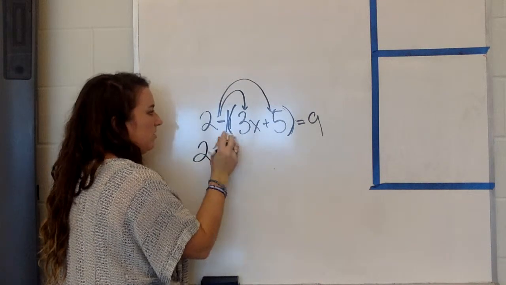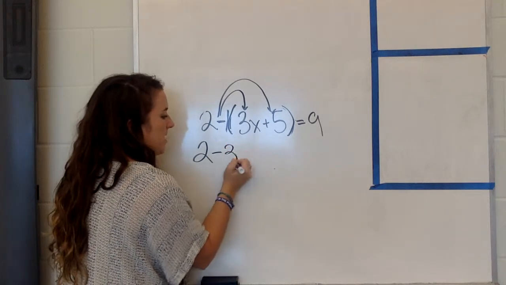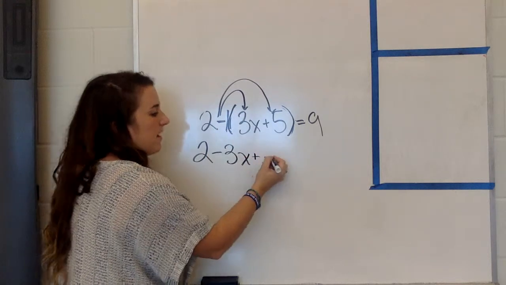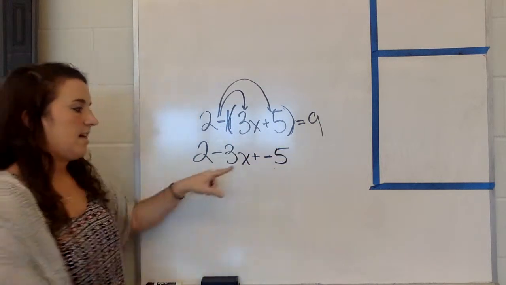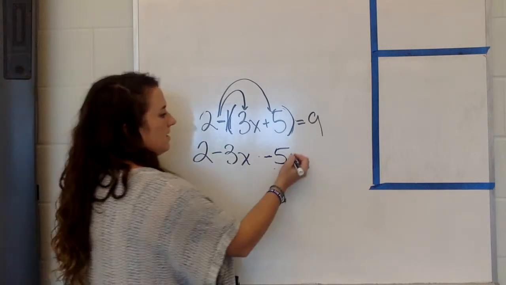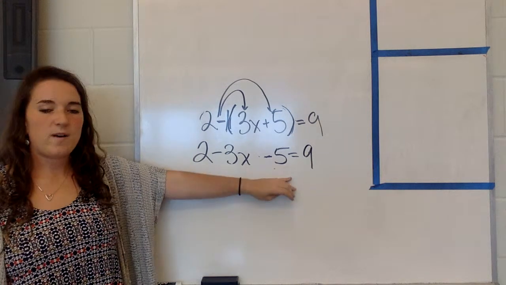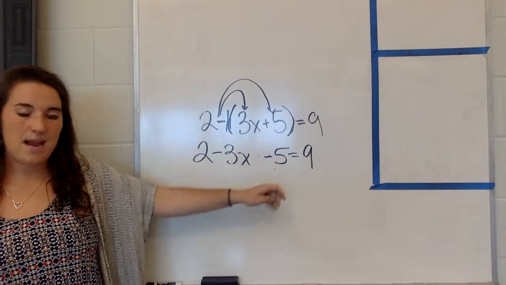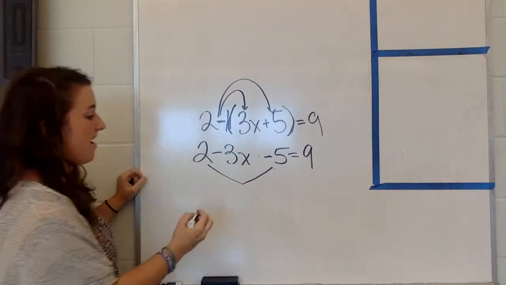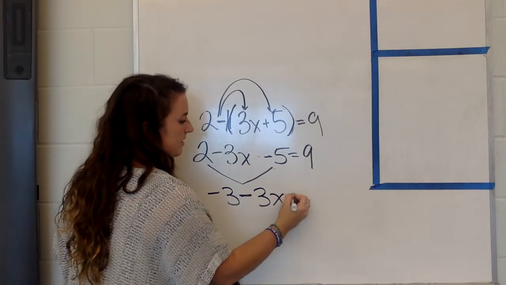So we keep our 2. Negative 1 times 3x is negative 3x. And then we keep our sign, we get negative 1 times 5, which is negative 5. Adding a negative is the same as subtracting. Equals. Can we simplify this side of the equation any further? Yeah, we can combine our like terms. Our like terms are 2 and negative 5. 2 minus 5 is negative 3. So we have negative 3 minus 3x equals 9.